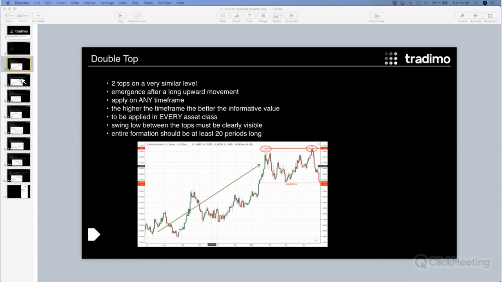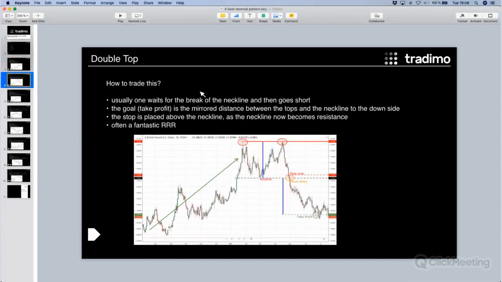Okay, but the question now is, of course, how to trade this? This is a good question, and of course, we want to answer it. So usually, you wait for the break of the neckline and then go short. This was the neckline here between the double tops, and if this level breaks, you can enter the market and make a short trade in this example.